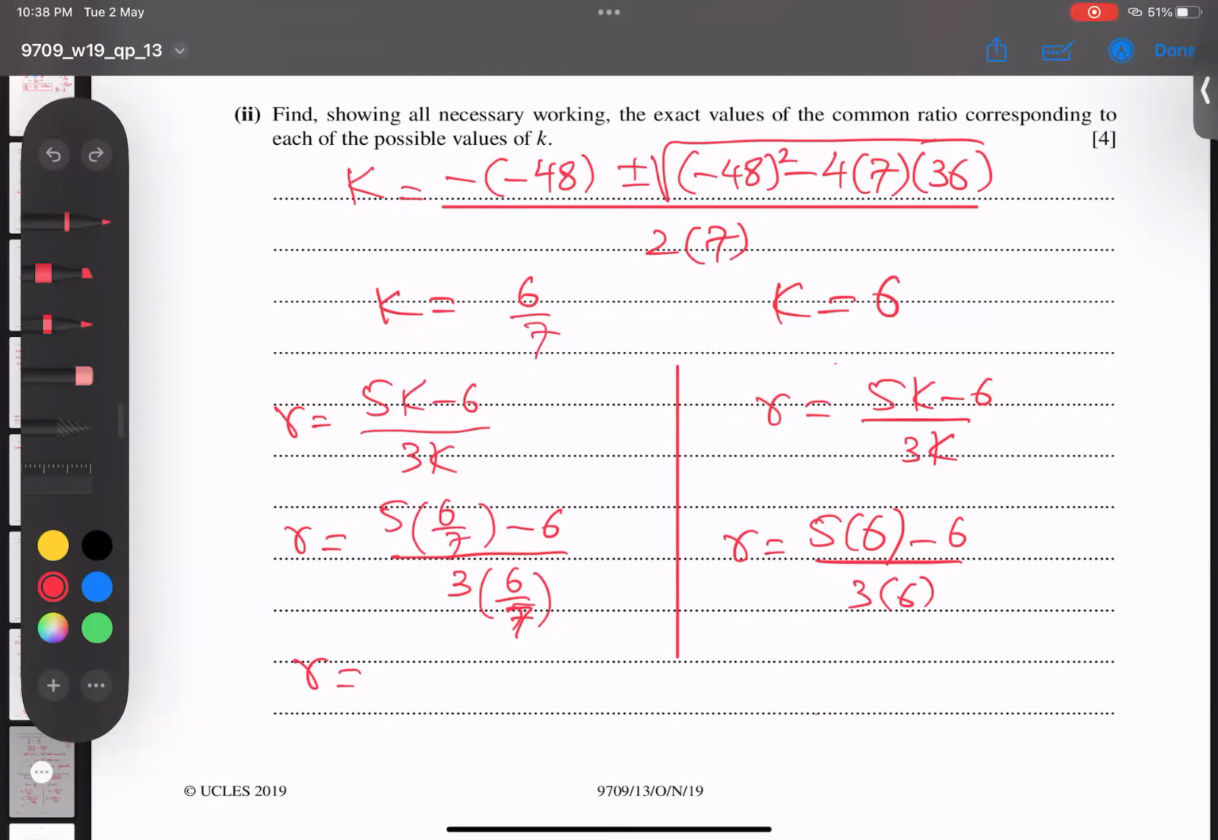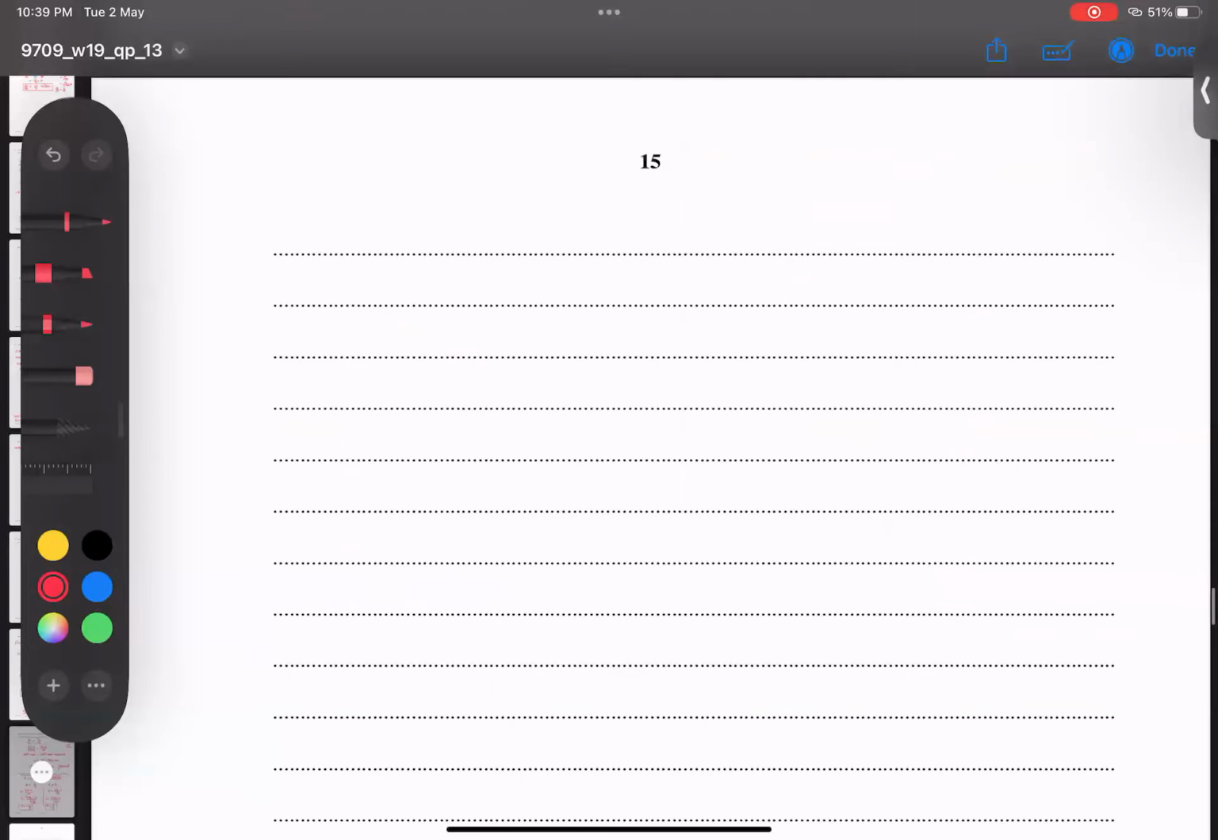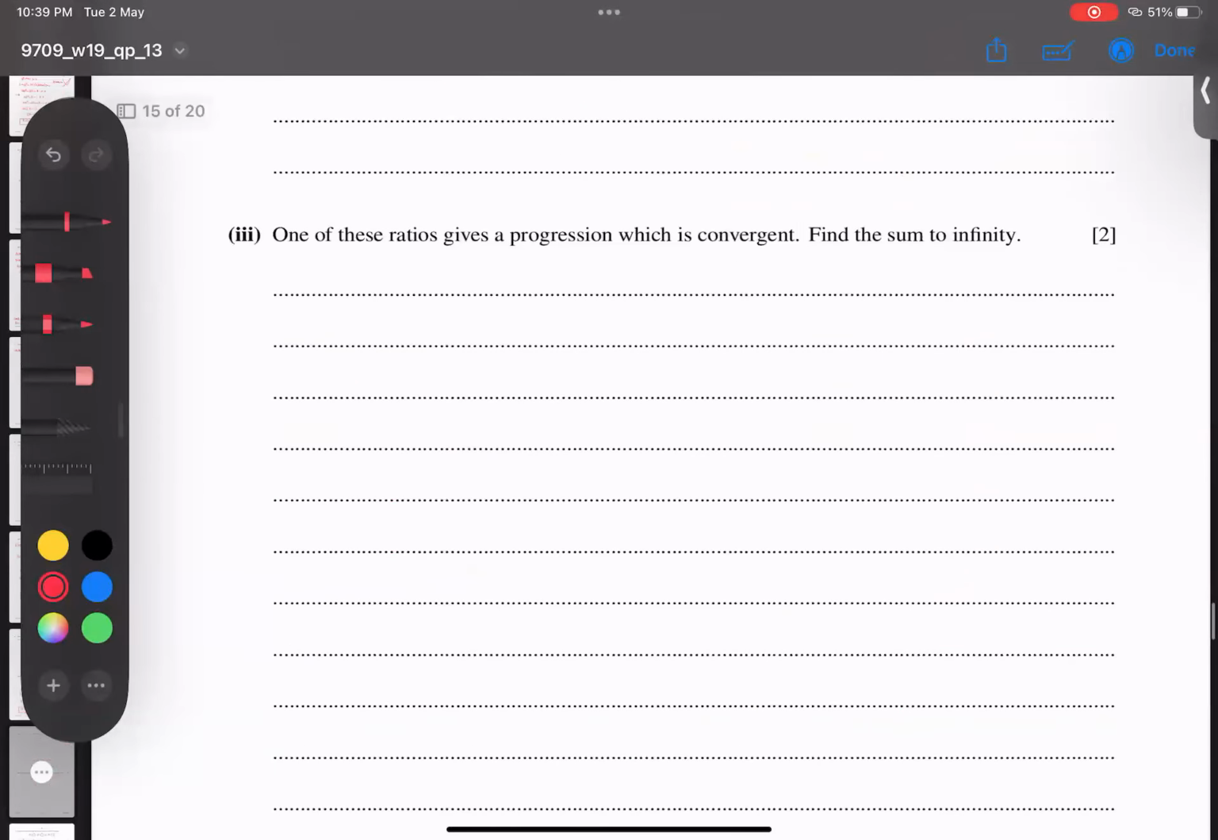When I replace 6 by 7, I get minus 2 by 3. And the second option, when I replace, I get 4 over 3. So Alhamdulillah Rabbil Alameen, I think I got the idea. It again says show all necessary exact values of the common ratio corresponding to each value. So Alhamdulillah, this part is clear. Second question, third part, sorry.